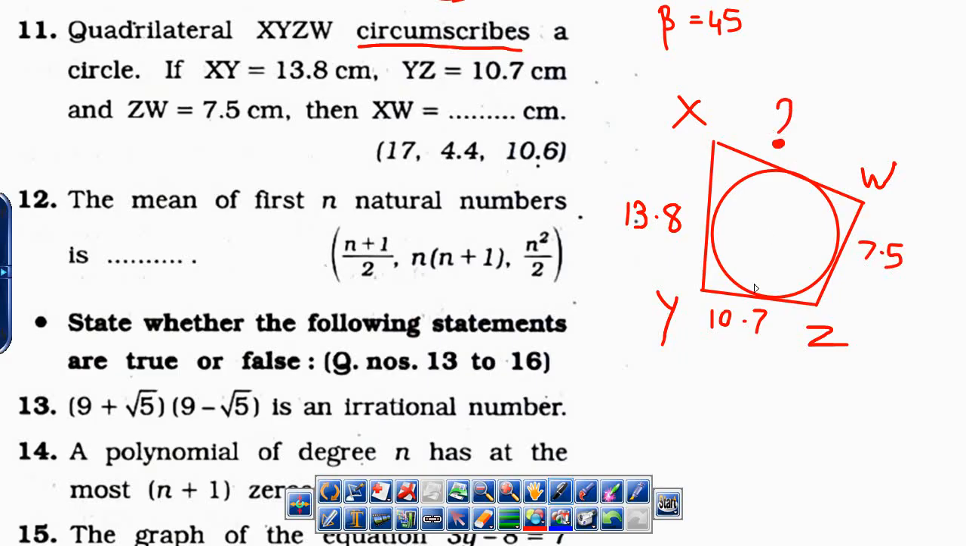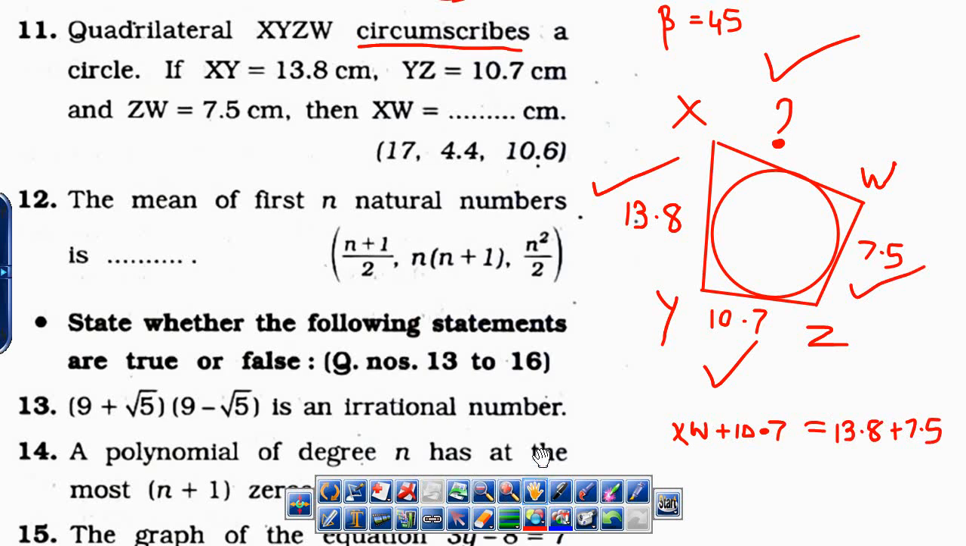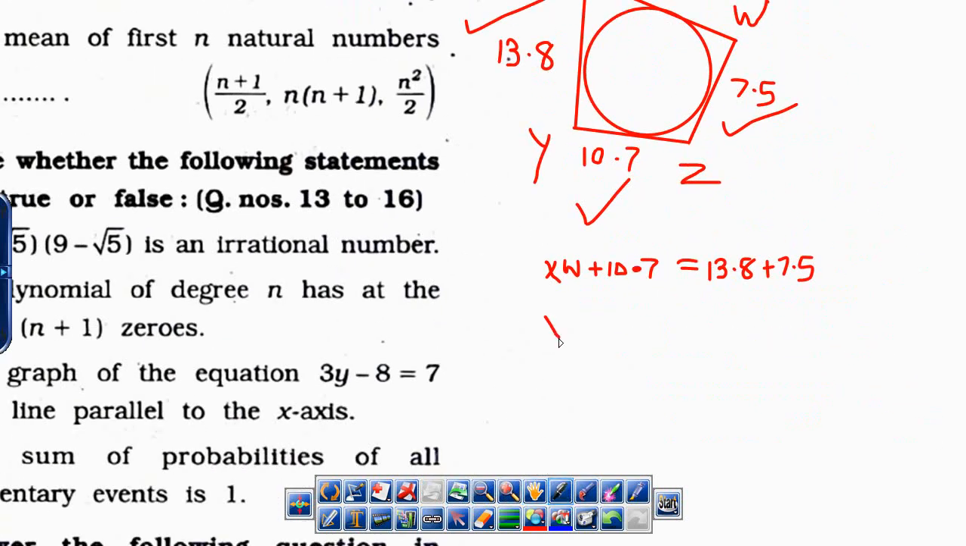The formula which you have to remember is that the sum of two opposite sides, XW plus 10.7, is always equal to the sum of the other two opposite sides, 13.8 plus 7.5. So 21.3 minus 10.7.